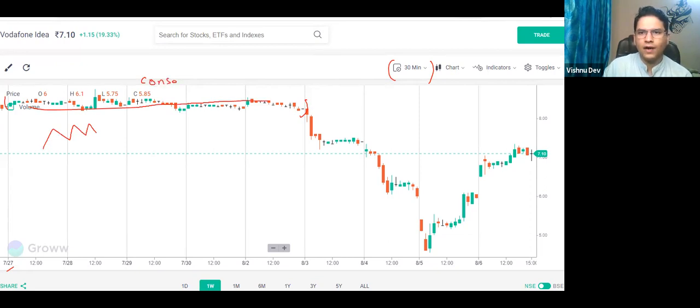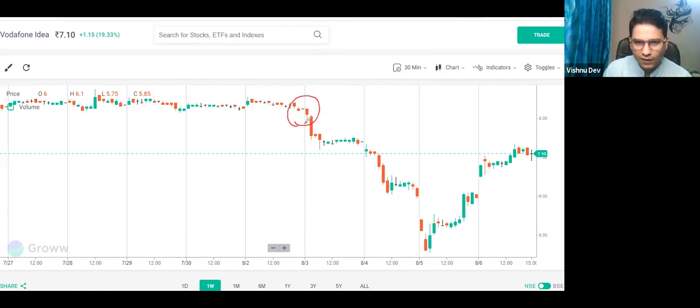Now, after consolidation, everyone see this. It is something like a trend reversal hammer over here. Sir, is that candlestick a hanging man? No, hammer. Now the thing is, this is called a hanging man. What is the difference between hammer and hanging man?